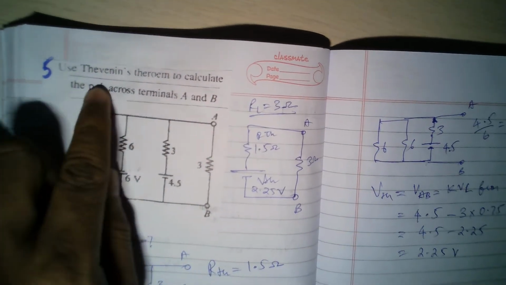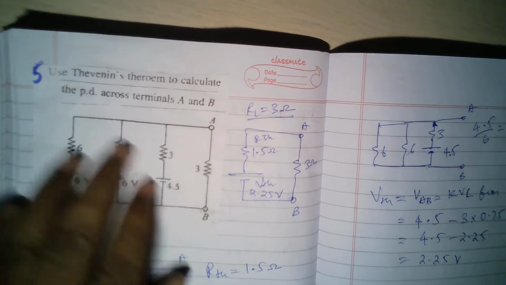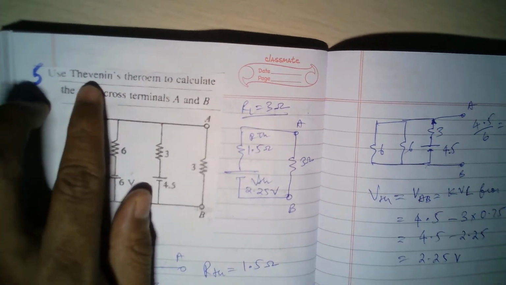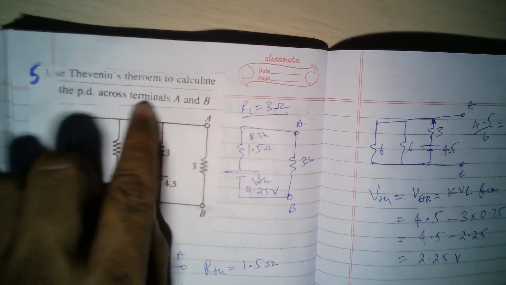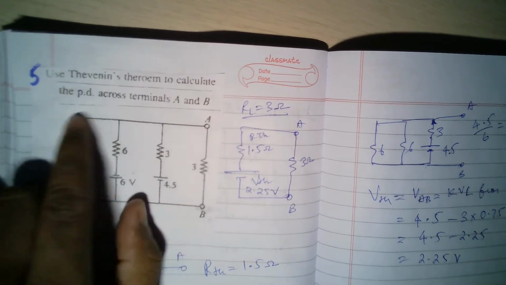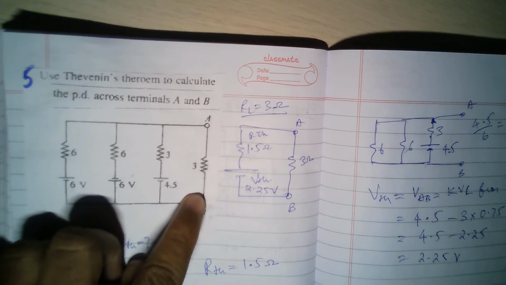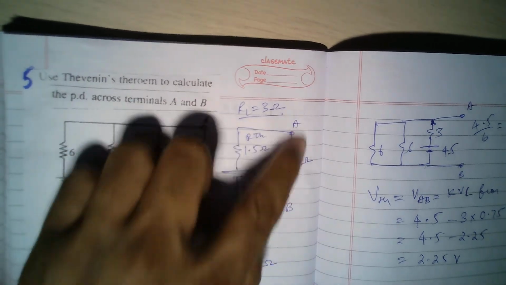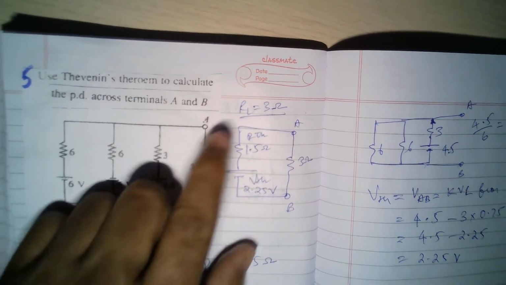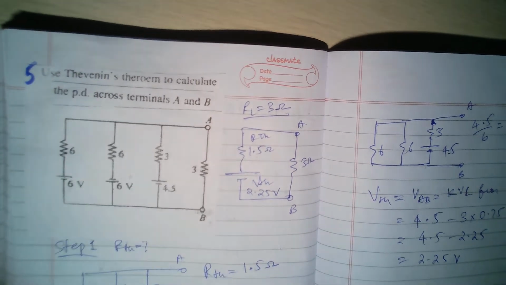But then again, be careful in electrical engineering. Look at what is asked in the question, and finally don't stop until you get that. Using Thevenin's theorem, calculate the PD across the terminals A and B. What is the potential difference across terminals A and B? Now look at this one. So simple potential divider rule I can apply. So 2.25.